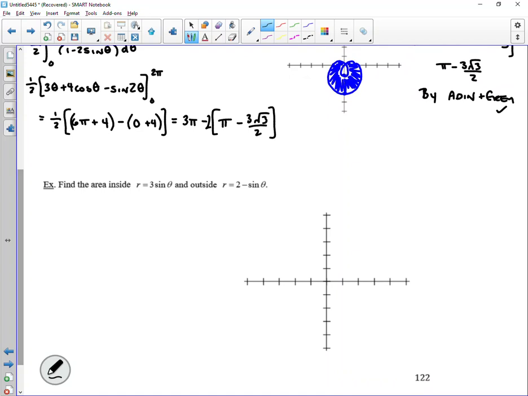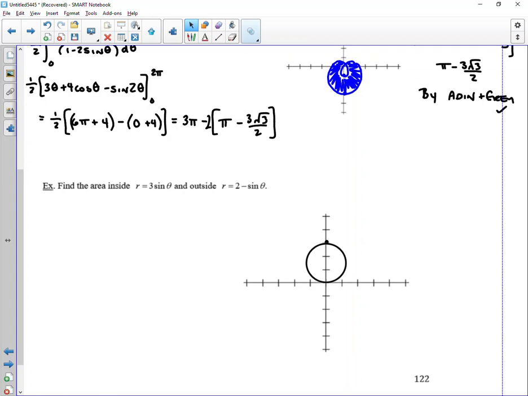Okay, 3 sine theta. That is a circle. Up 3. Make a circle. Okay. And the next one is 2 minus sine theta. So let's plug in 0. That's 2. Plug in.